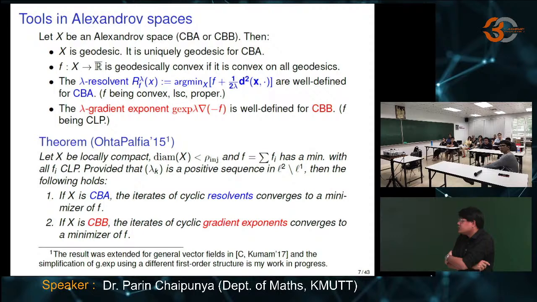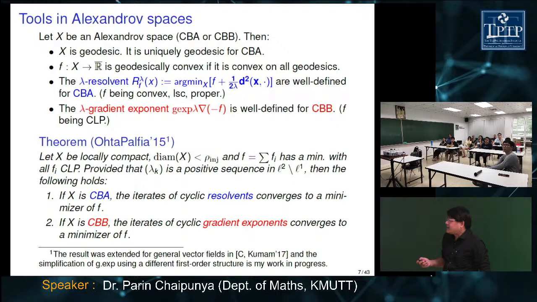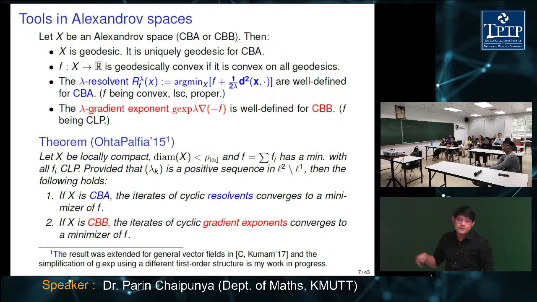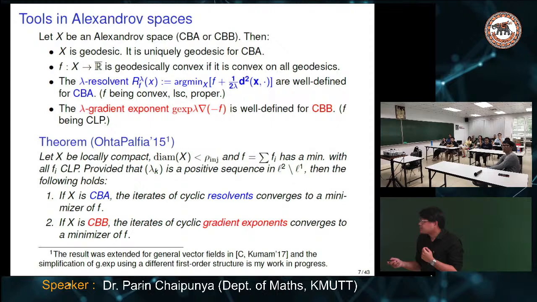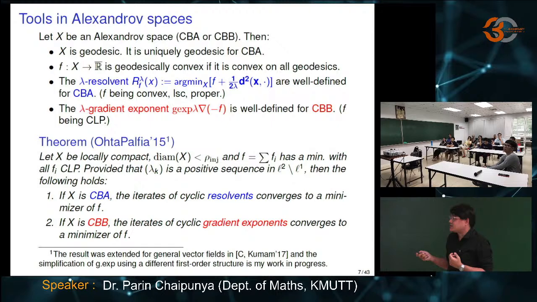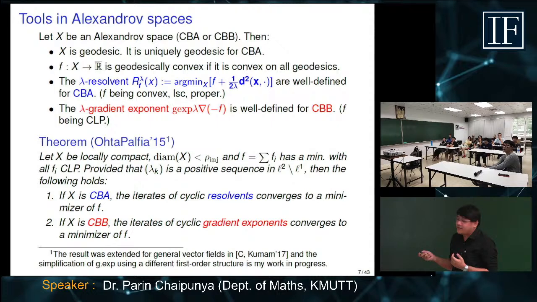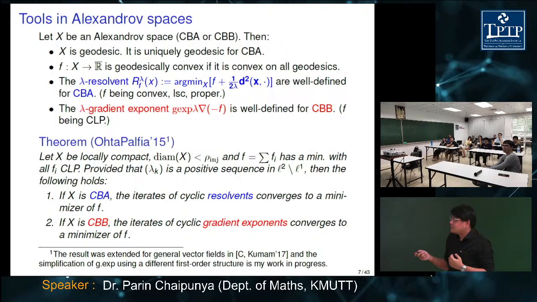So in this Alexandrov space, we have some tools and some properties that allow us to study optimization problems. I suppose here that X is Alexandrov space. CBA means curvature bounded above, and CBB means curvature bounded below. So if X is Alexandrov space, we can construct the geodesic. And for the case of X being curvature bounded above, we can define this resolvent function. And in the case of curvature bounded below, we can define another function. So this resolvent and this gradient exponent are only defined in each case. For example, if you have CBB, then the resolvent is not well defined.